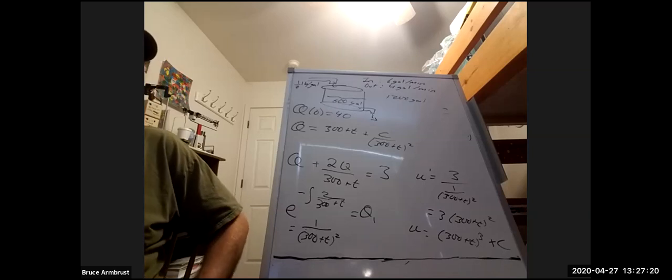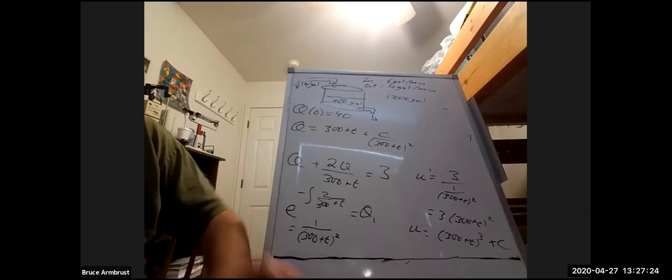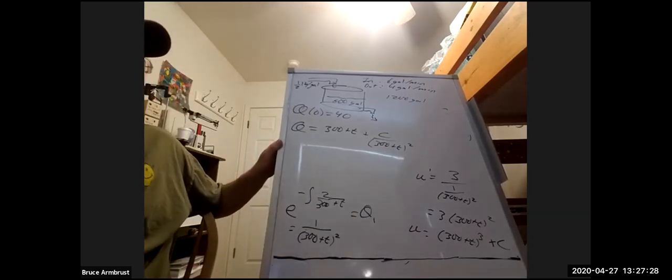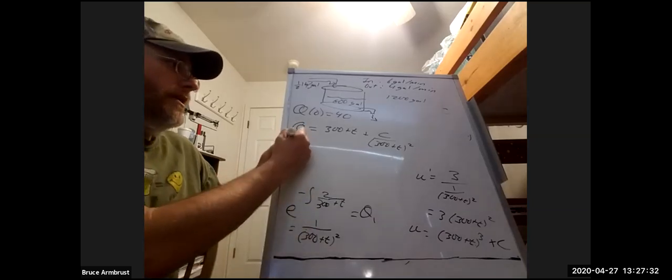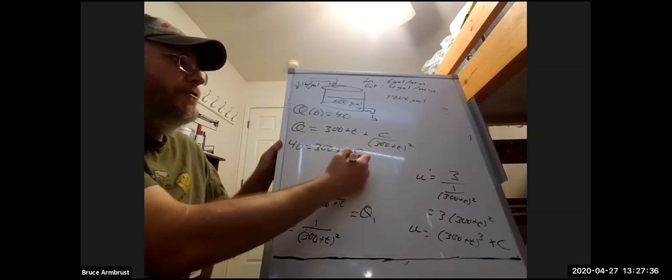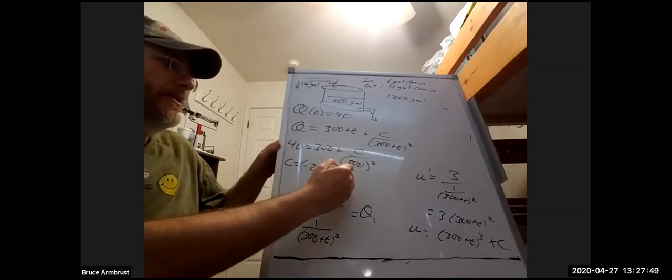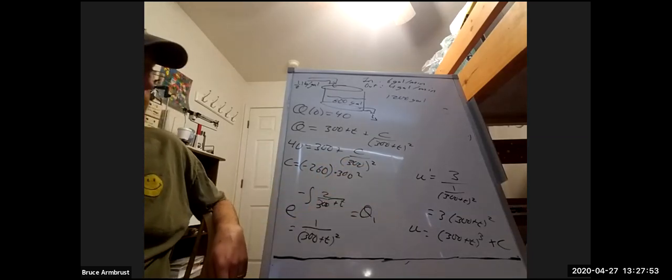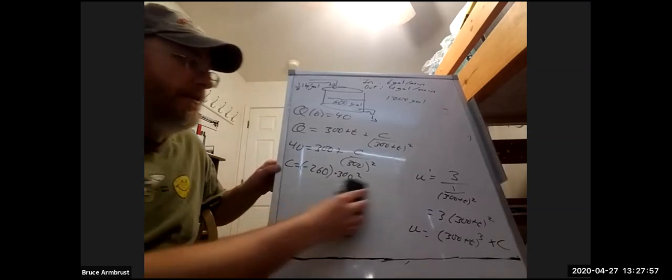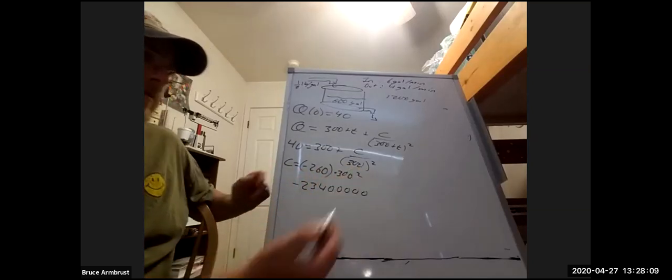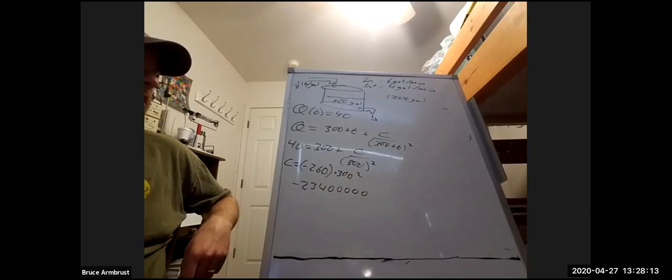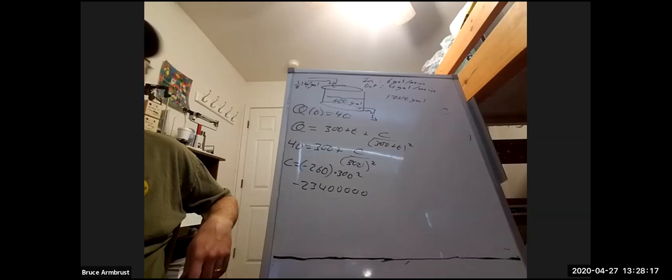All right. So now let's get our C value using the initial condition. So we know that when T is 0, we need a concentration of 40. So we're going to get 40 is equal to 300 plus C over 300 squared. So C then is going to be minus 260 times 300 squared. I don't really know what that number is off the top of my head. Let's see, 9 times 26, that's 234, so negative 234,000,000, I think. I'm just going with that number, we'll see.